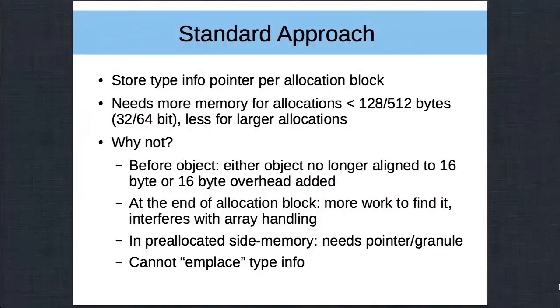And if you put it alongside and similar to the info array, that would need even more memory if you want to have it pre-allocated, because you don't know the size of the object, so you would have to allocate one per granule, that is 16 bytes. That is the minimum size of an allocation. And you lose the possibility to place such type info into the pointer bitmap.